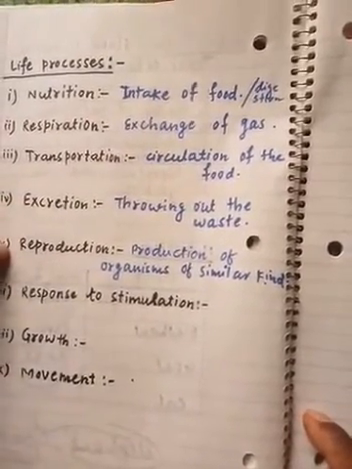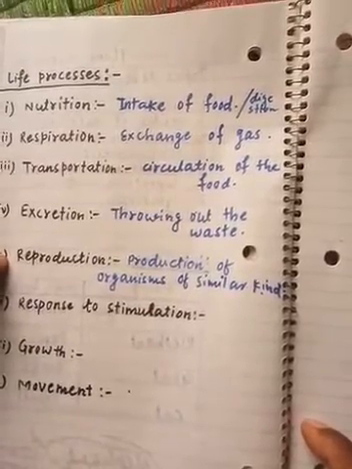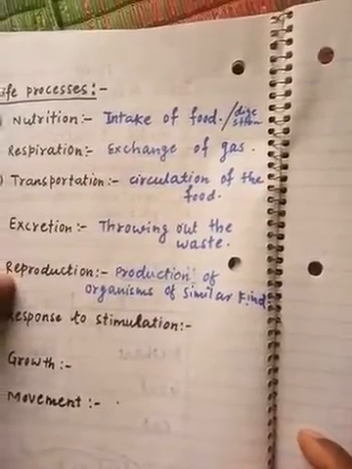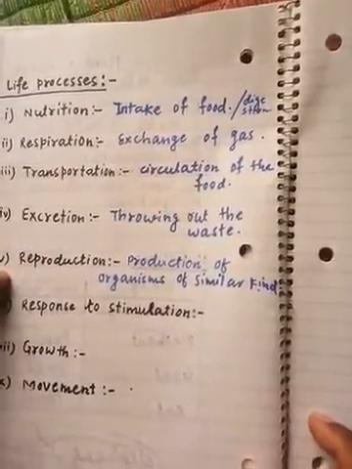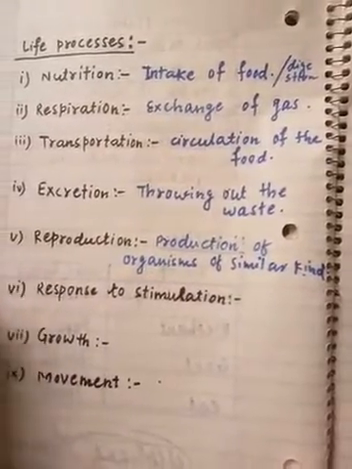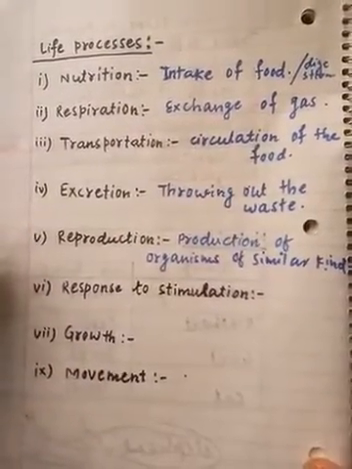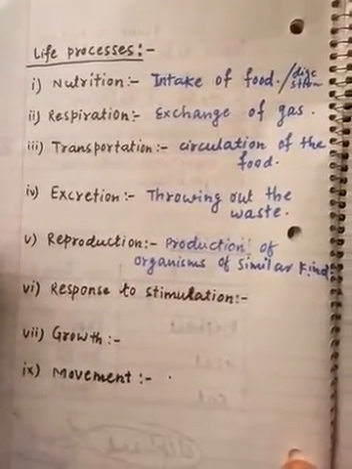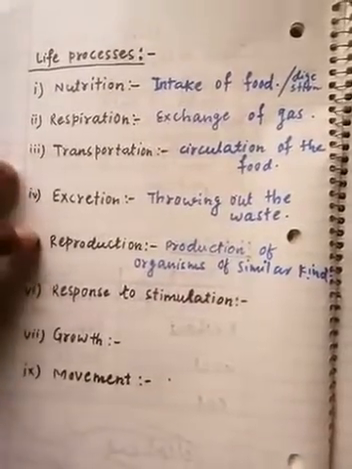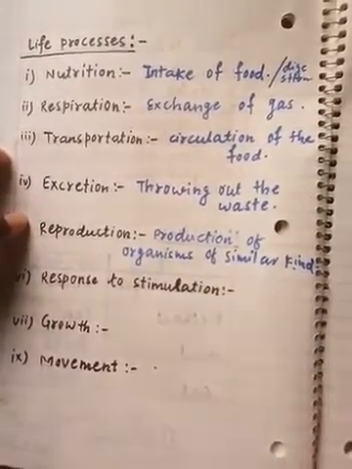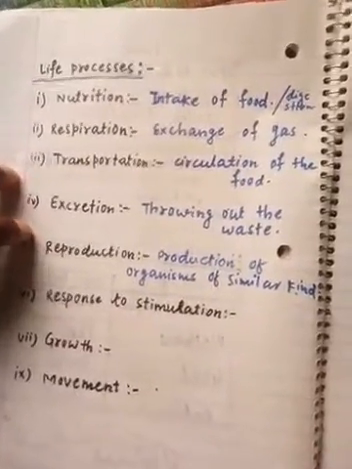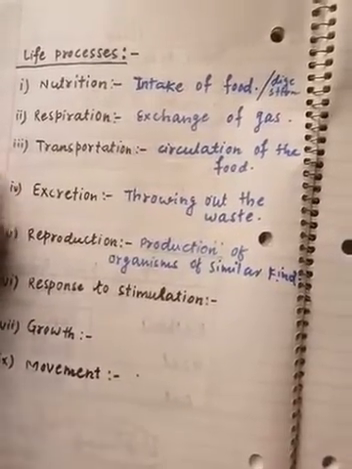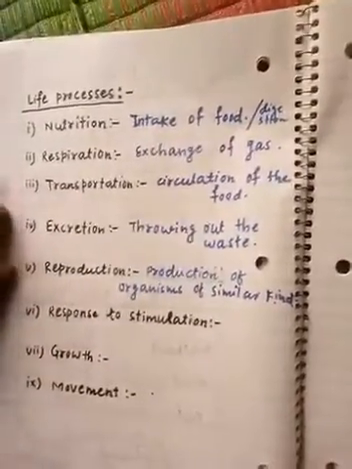And then the next is about reproduction. Reproduction means the production of organisms of similar kind. This is also one of the most important life processes, because if an organism stops reproducing, the number of organisms on the earth of that specific species will decrease, and over a period of time we will not be able to see that specific organism. So to maintain life, reproduction is also important.